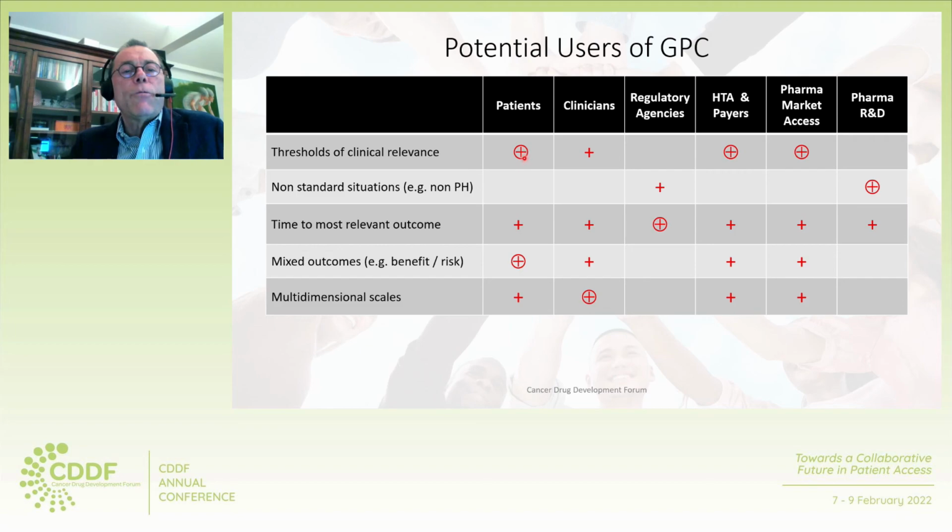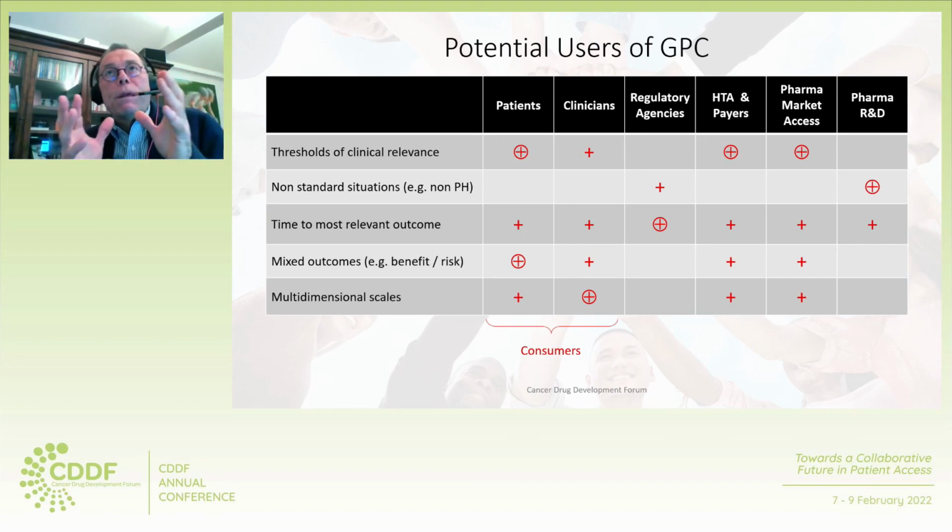And I've indicated here by a circle plus something that's really important. A threshold of clinical relevance is really important for the patient. And mixed outcomes, benefit and risk, is very important to the patients. And I've listed a few other potential users of GPC: clinicians, regulatory agencies, health technology assessment groups, the pharma market access group in the big pharma industry, and the pharma R&D departments for the regulatory approval.